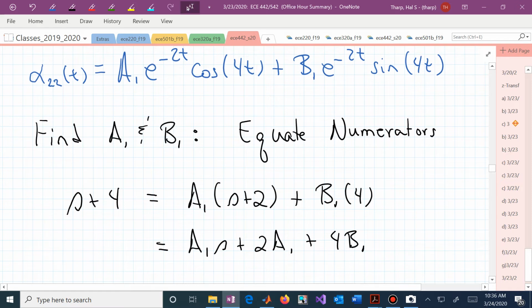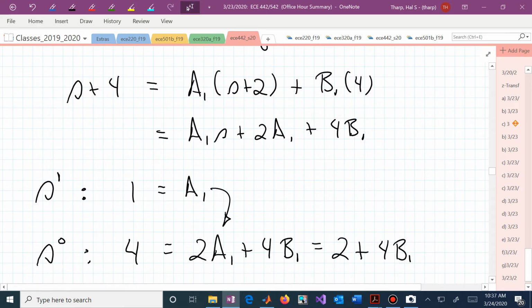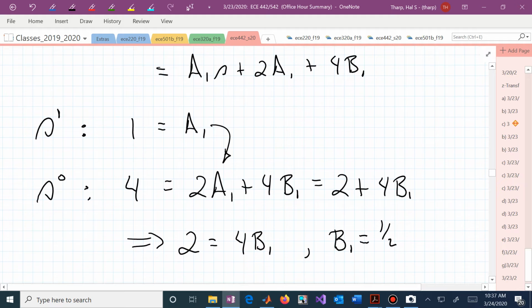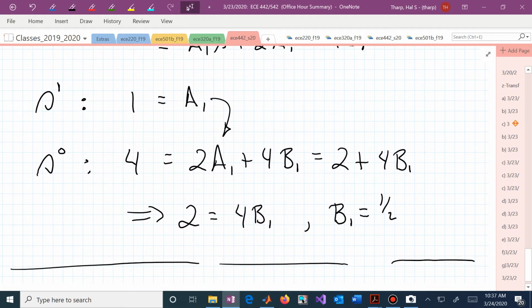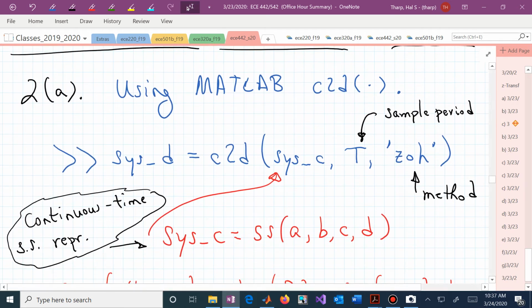Or we're setting s plus 4 equal to A1 times (s plus 2) plus B1 times 4. Distribute the A1, equate coefficients. The s coefficient is 1 on the left-hand side. It's A1 on the right-hand side. That gives us A1. The constant coefficient, or the coefficients associated with s raised to the power 0, on the left is 4. On the right, it's 2A1 plus 4B1. We already know A1, that's 1. So we can solve for B1, and now we have the A1 and the B1. Again, that's one of the 4 entries.